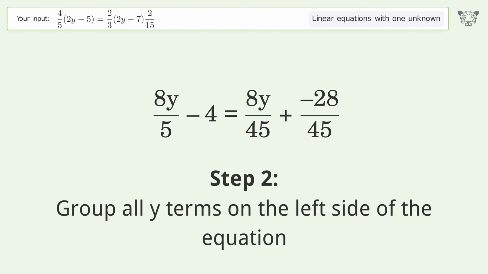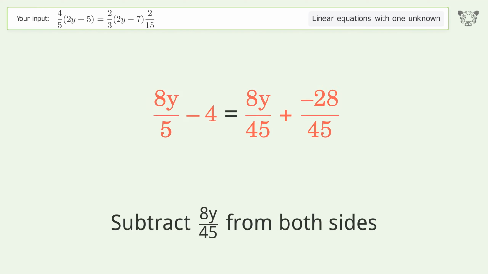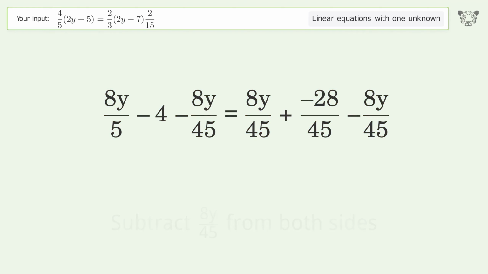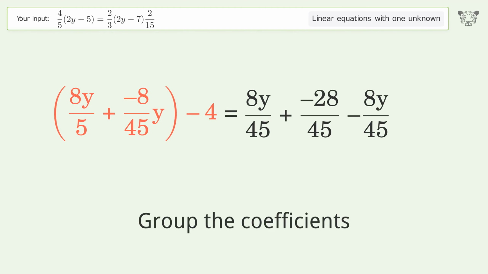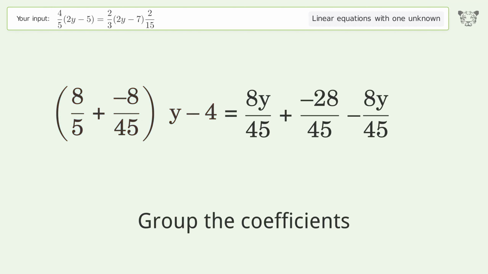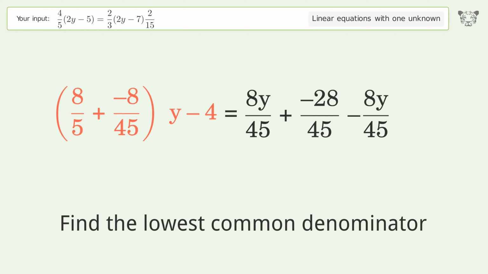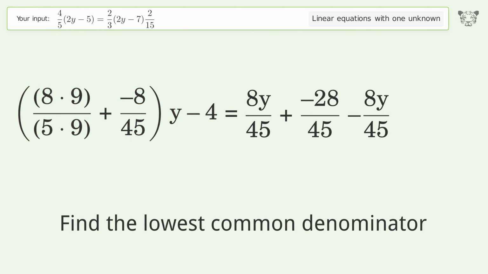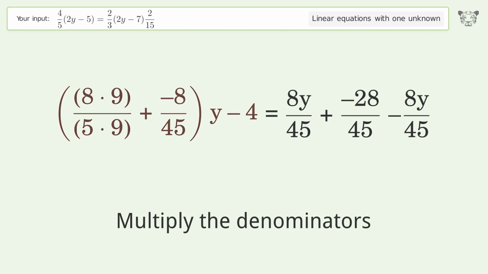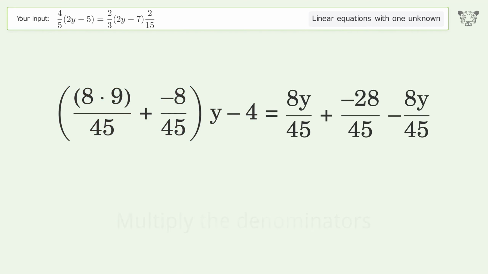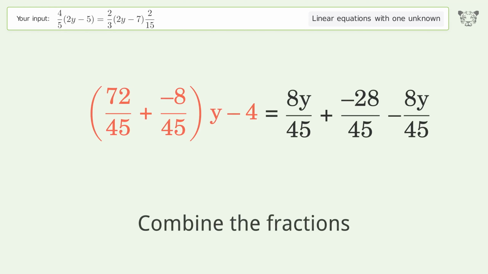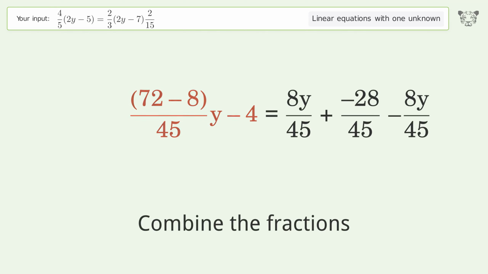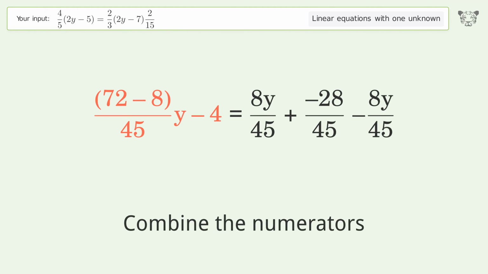Group all y terms on the left side of the equation. Subtract 8y/45 from both sides. Group like terms. Group the coefficients. Find the lowest common denominator. Multiply the denominators. Multiply the numerators. Combine the fractions. Combine the numerators.